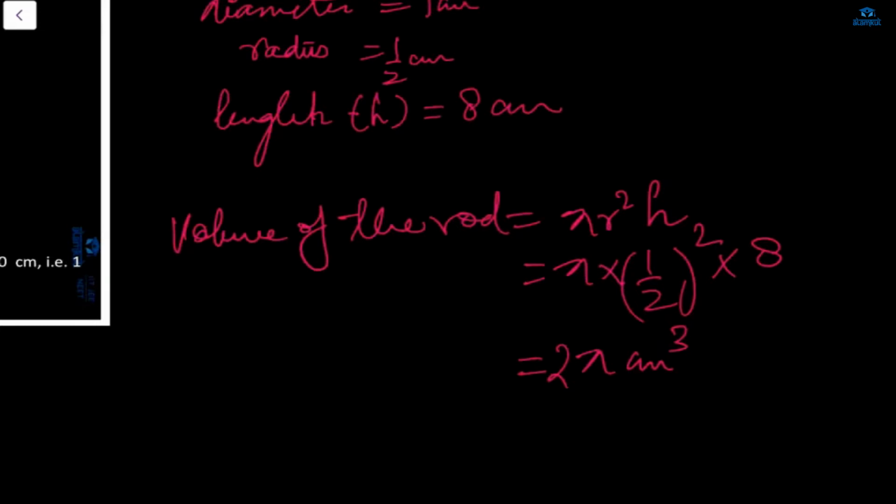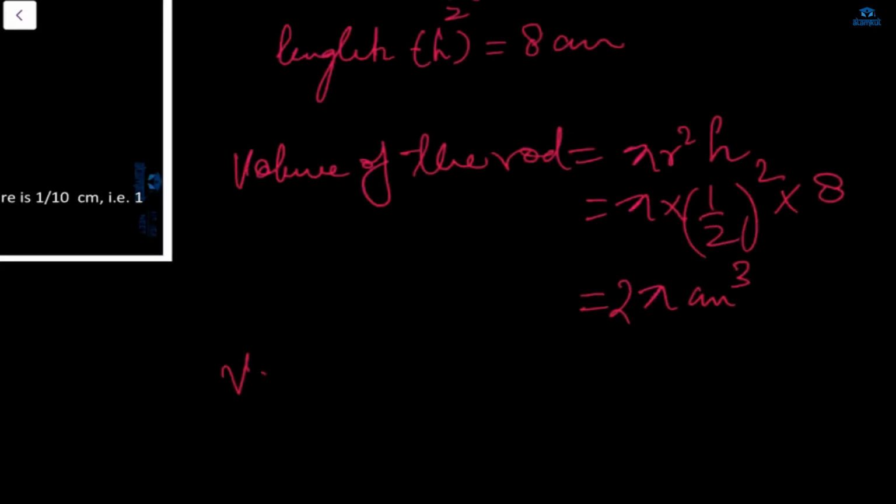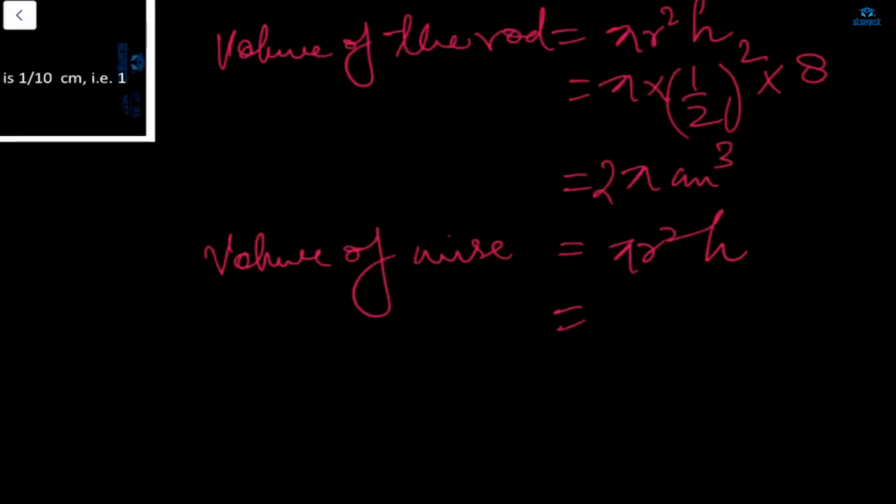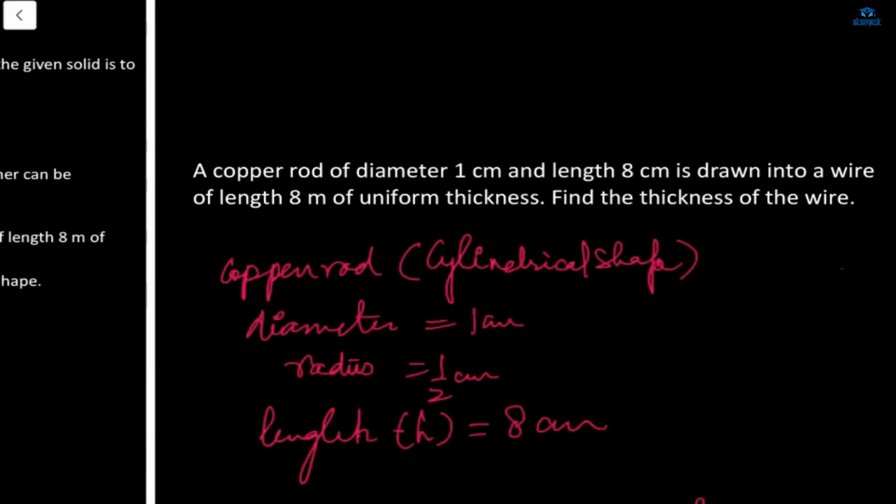Now what will be the volume of the wire? For the wire, again it is pi r square h. Here pi will be pi, I'm keeping it like this only. And r we need to calculate, so I'm keeping r square, and h is 8 meter. If you see, all the values are in centimeter, and this is 8 meter.